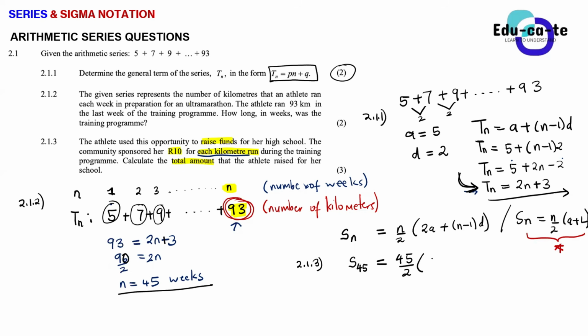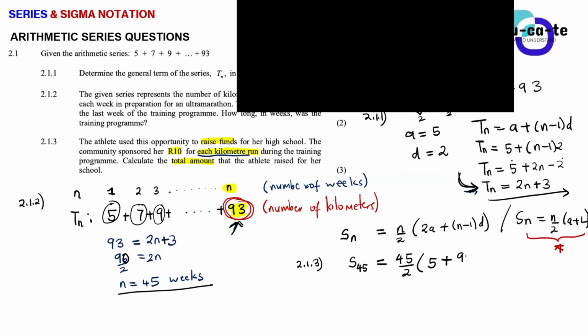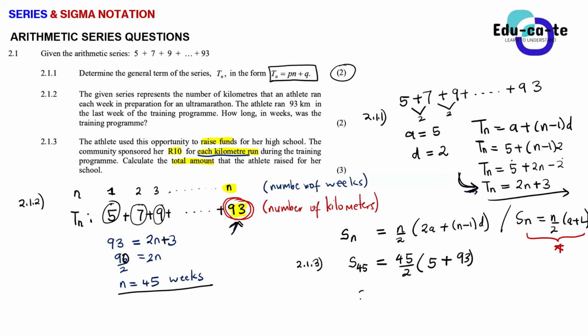It is 5 kilometers. Then the last term is what? It is 93, because remember that the second formula uses the last term, which is 93. You just punch that into your calculator. What is the sum of the 45 terms? 2,205.